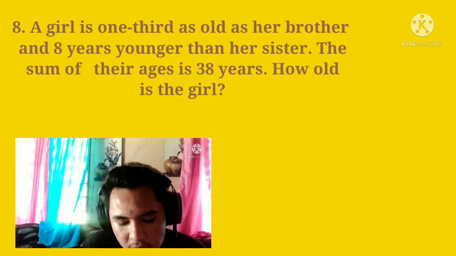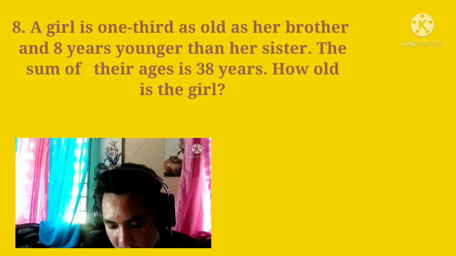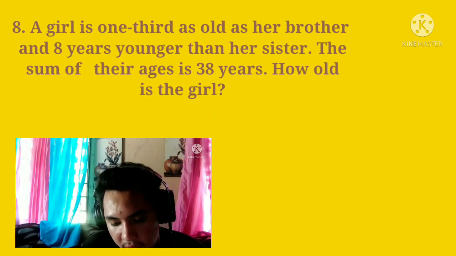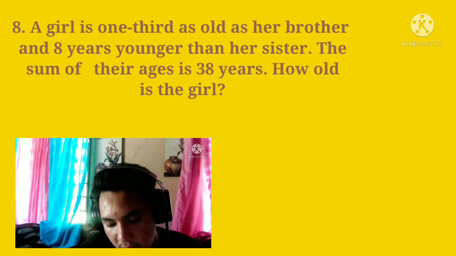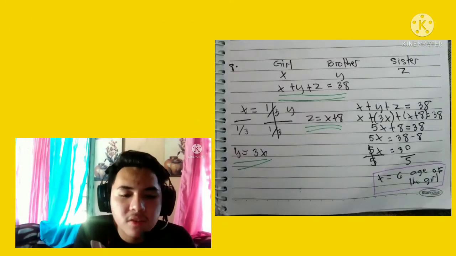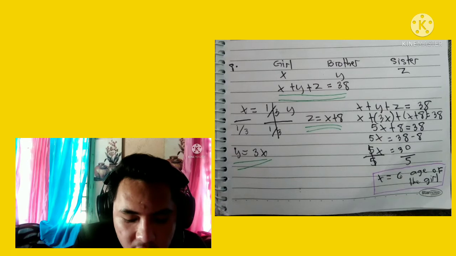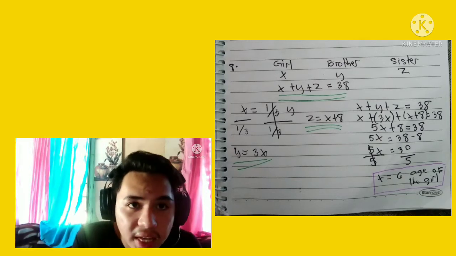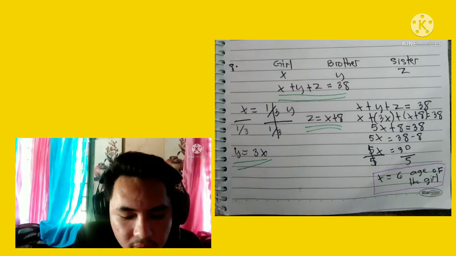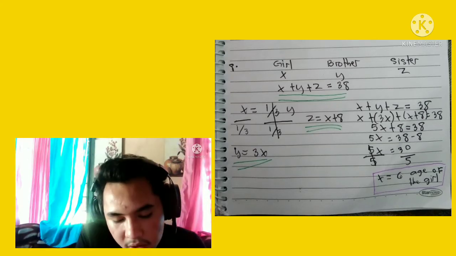Number 8. A girl is 1/3 as old as her brother and 8 years younger than her sister. The sum of their ages is 38 years. How old is the girl? So we have here the girl is x, the brother is y, and the sister is z. So x plus y plus z equals 38, because it is the sum of their ages.